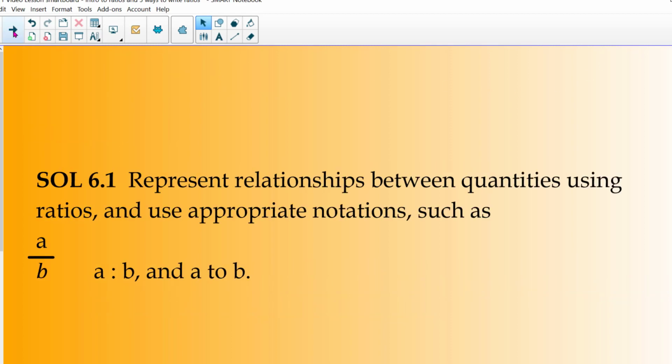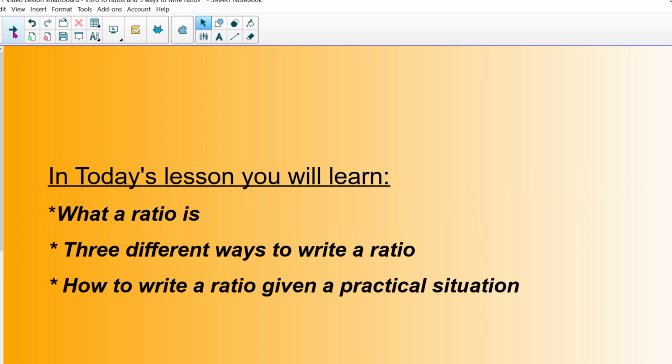Today we're going to talk about Standard 6.1, representing relationships between quantities using ratios, and use appropriate notations such as A over B, A colon B, and A to B. So specifically in today's lesson, you will learn what a ratio is, 3 different ways to write the ratio, and how to write a ratio given a practical situation.